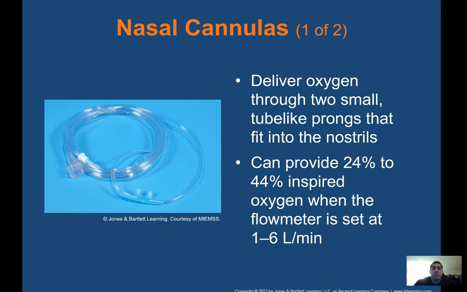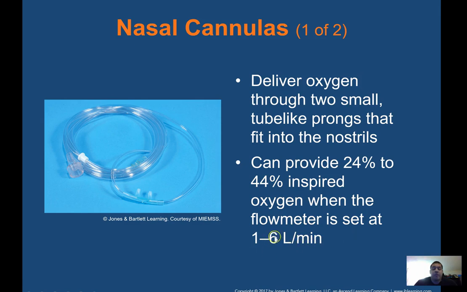Deliver oxygen through two small tube-like prongs that fit into the nostrils. Can provide 24 to 44% inspired oxygen when the flow meter is set at 1 to 6 liters per minute. So it's kind of hard to see, but you have two little prongs. Make sure they're facing up and in towards the patient when you put them in. 1 to 6 liters per minute is the max. I wouldn't go any more.